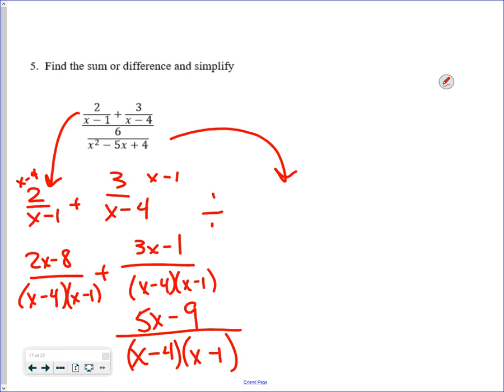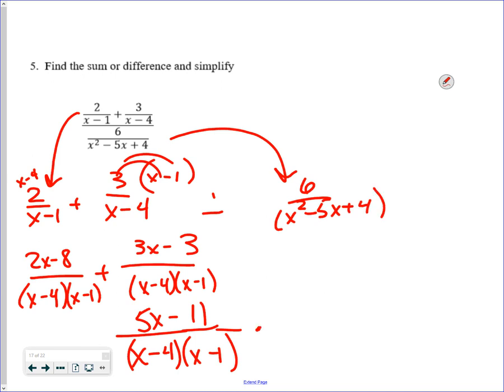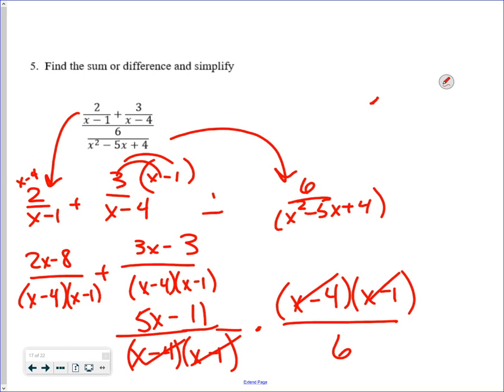So that is the answer to the top. I apologize, I did make a small error. Hopefully some of you caught that as I was doing it. So I multiplied this by 3x minus 1. I should have got 3x minus 3. So I apologize for that. And now that is being divided by 6 x squared minus 5x plus 4. Since I'm dividing, I'm going to multiply by the reciprocal. x minus 4, x minus 1 cancels. Final answer then, 5x minus 11 all over 6.